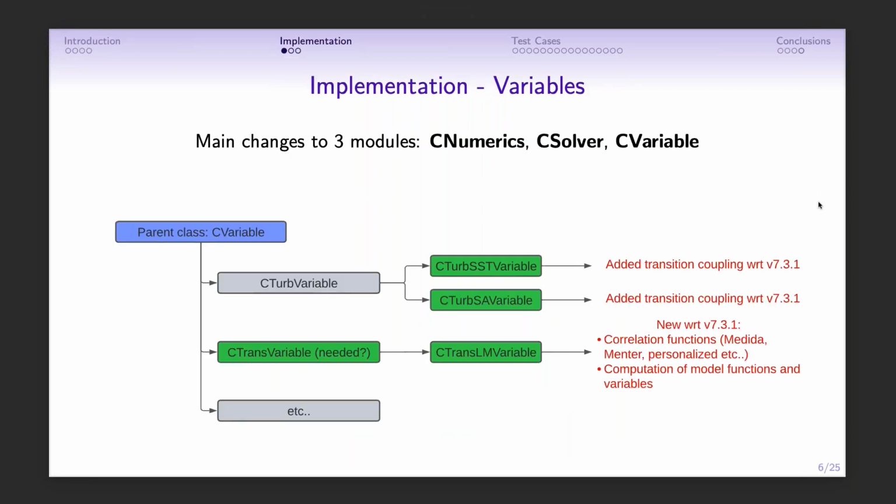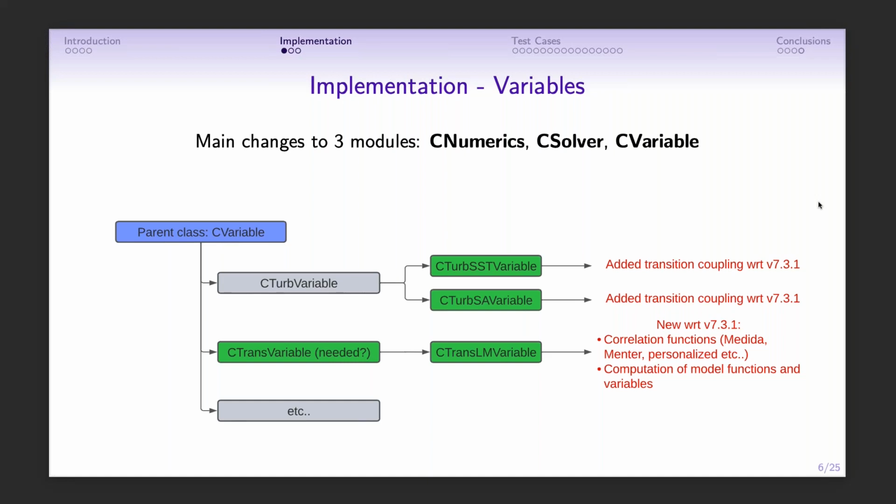Regarding the implementation, there are mainly three changes, on the CNumerics, CSolver, and CVariable classes. They are essentially the same for all three, where we create a new parent class for the transition, and then we modify the respective turbulence classes in order to couple transition and turbulence. So, for example, for the variable, we duplicate, so Pedro is going to hate me, the CTurbVariable into the CTransVariable, and we can talk about whether it's needed or not. Here, I don't think so, but probably yes.